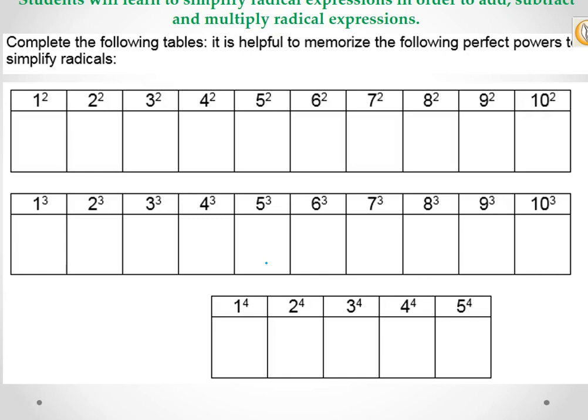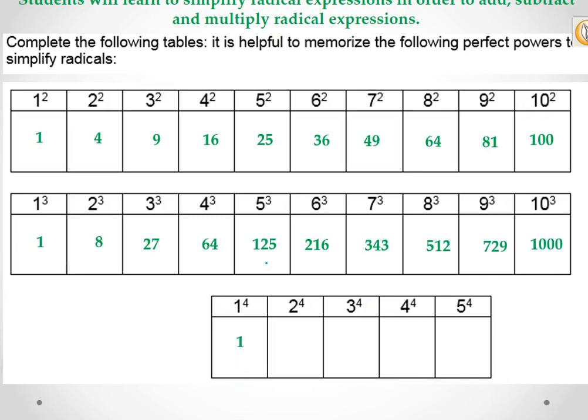Now, it might be helpful, we talked about this last class, to memorize these powers. So why don't you take a second, see which ones you remember, pause the video, come back and check it. Welcome back. I hope you got these all right. If you didn't, make your corrections.